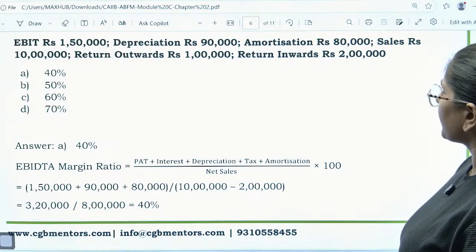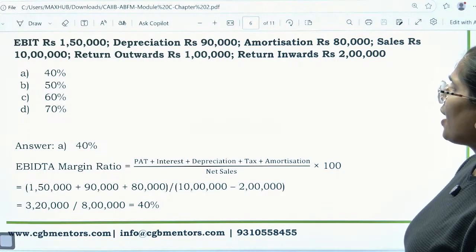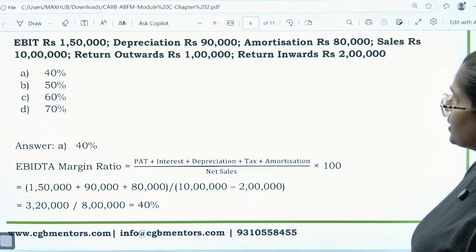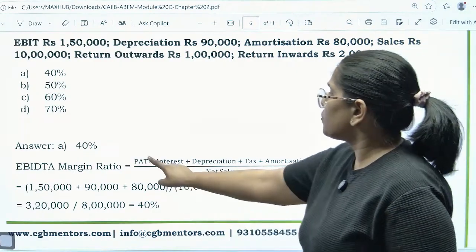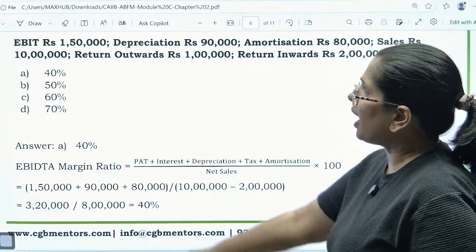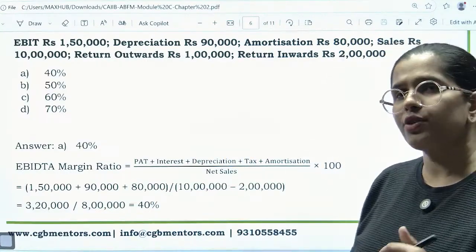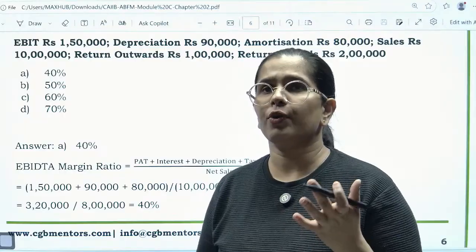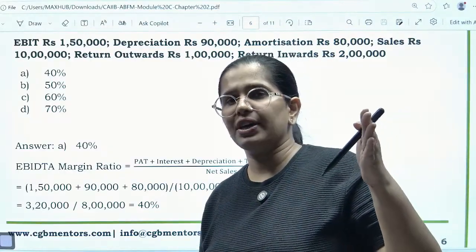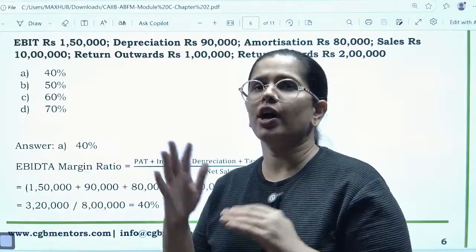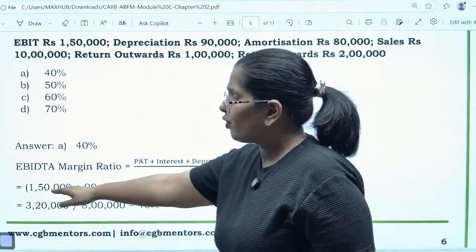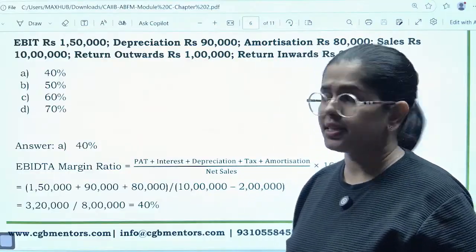So over here, just wait for a second. I have been provided with EBIT, earning before interest and taxes. Okay, so this PAT plus interest plus tax, these three will be together as 1,50,000 because there is no distinction provided to me in form of PAT, profit after tax, and interest and tax. They have not given me. They have directly given me EBIT. So I will write my earning before interest and taxes. This is what they intend to do.